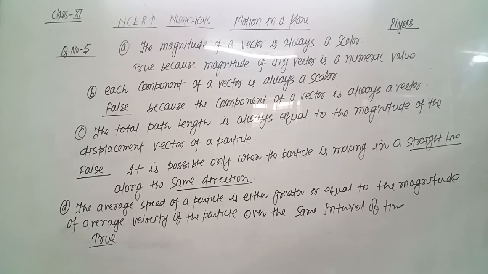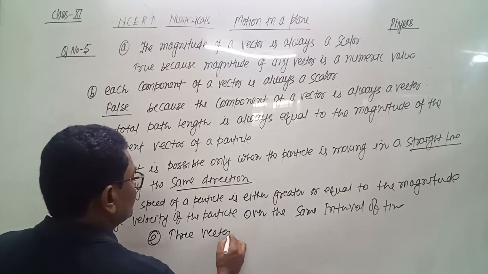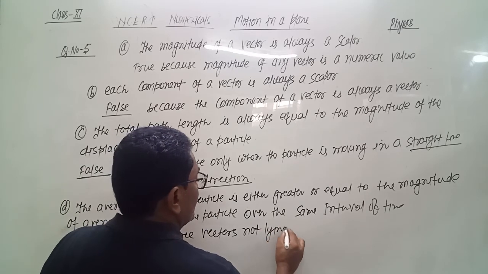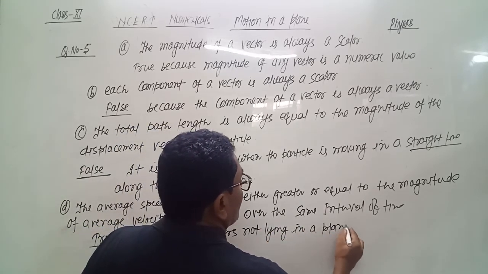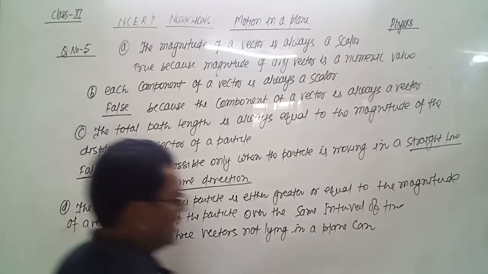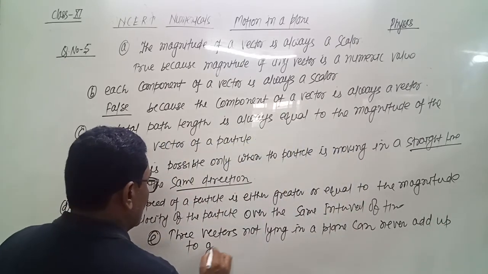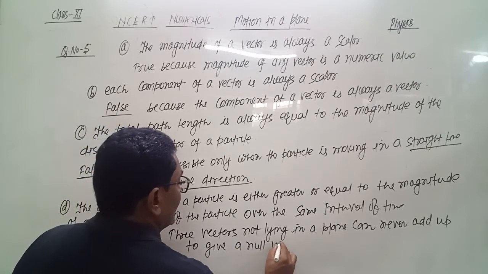And now the next, part E. Three vectors not lying in a plane can never add up to give a null vector. This is also true.